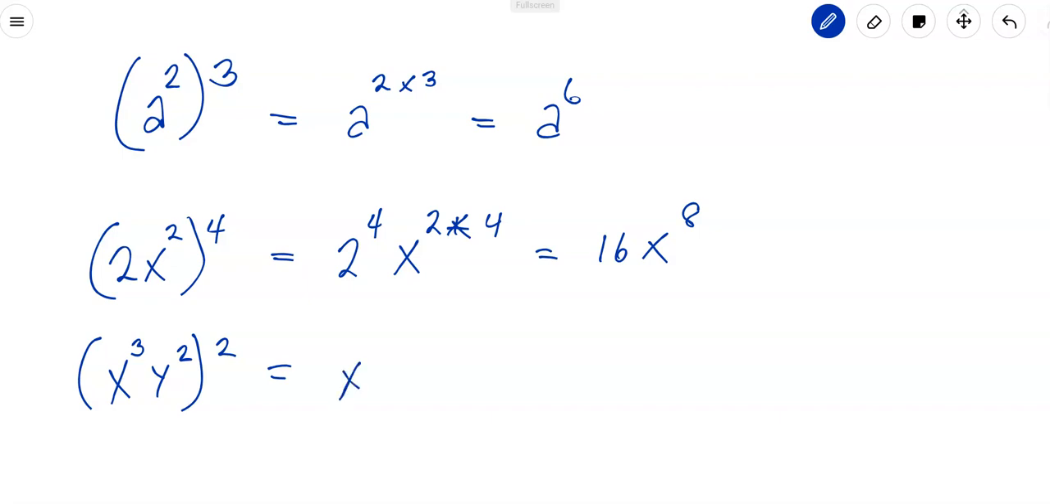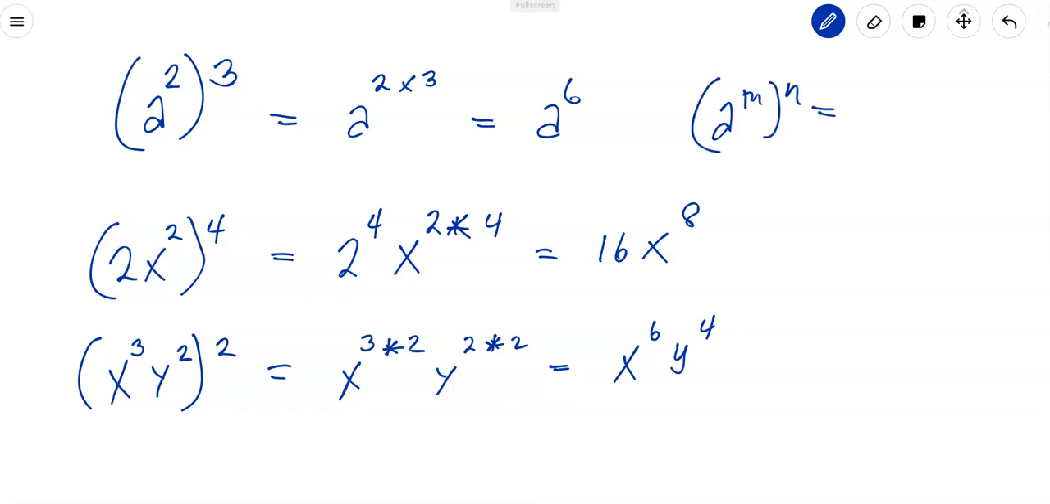So we will get now x to the power of 3 times 2, y to the power of 2 times 2, equal to x to the power of 6 and y to the power of 4. So we can conclude now that if we are going to multiply the exponent, you have to multiply in every variable inside, and also the coefficient. Okay, so what's that one again? We have a raised to the power of m, raised to the power of n, will give us a raised to the power of m times n.